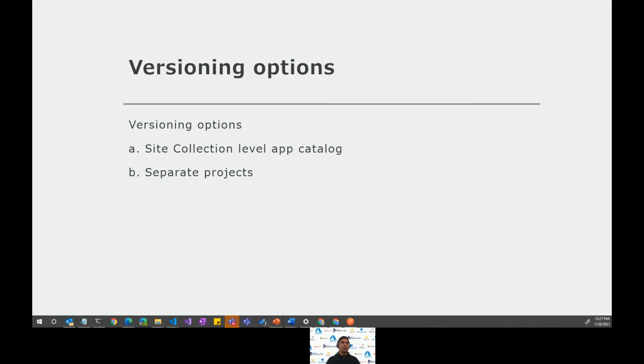So what options do we have in that case? The options I can think of is a site collection level app catalog, where you can sideload your SPPKG into a specific site collection for your testing, or maybe it's your business case to have an app only for that site collection. So that's one way.